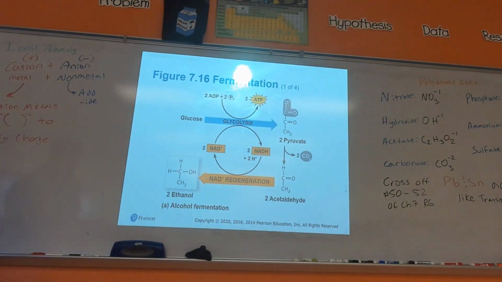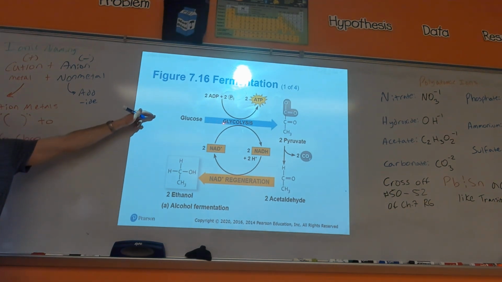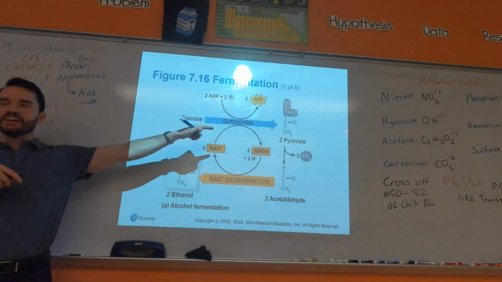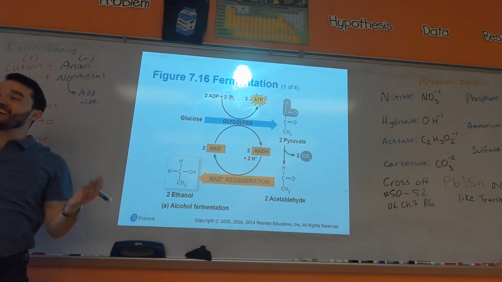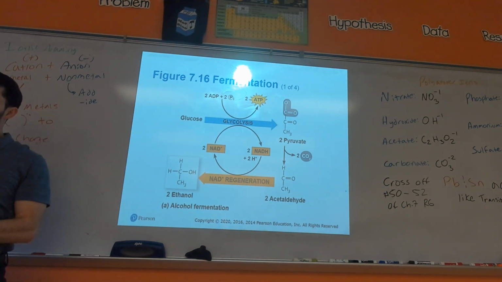You're like, Mr. Blackford, how is beer made? Well, let's talk about that, right? Here you have glucose. That glucose does glycolysis to make pyruvate. And in the process, you make 2 ATP. It's not a lot of ATP, but it's better than nothing.